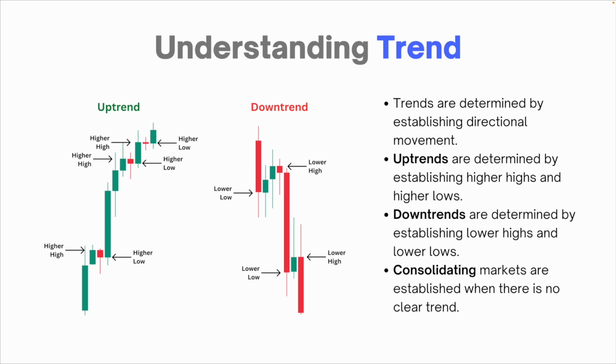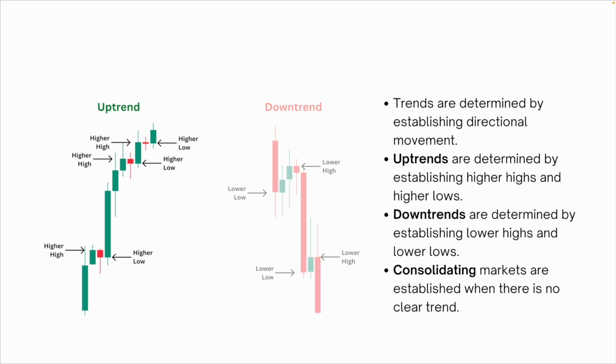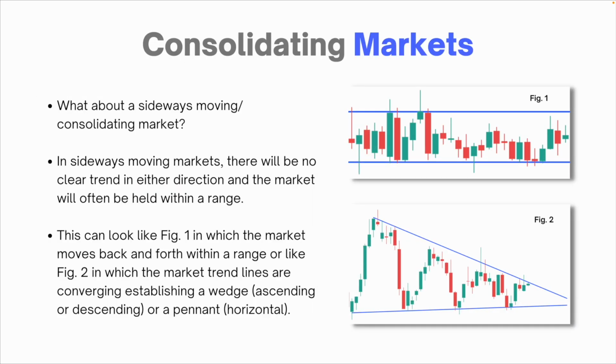If you do not have clear directional movement, if you are not establishing higher highs and higher lows or lower highs and lower lows, then you are in a consolidating or sideways non-directional market. And that can look a few different ways. It could be something as simple as you simply ending the previous trend by breaking past the control point, so you haven't established a new trend as of yet.